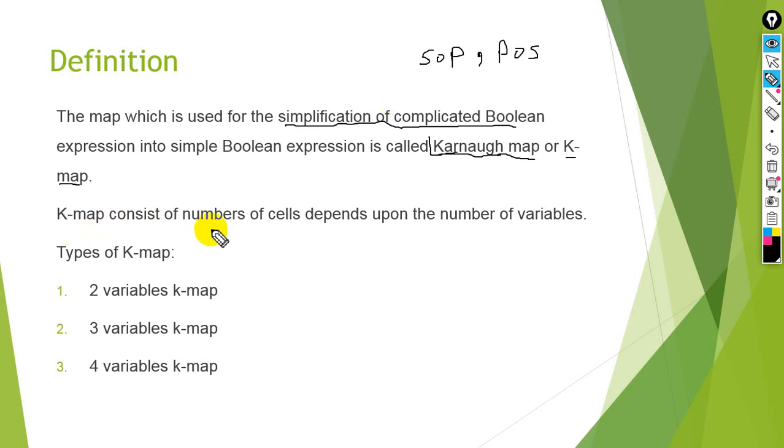K map consists of numbers of cells. It depends upon the number of variables.